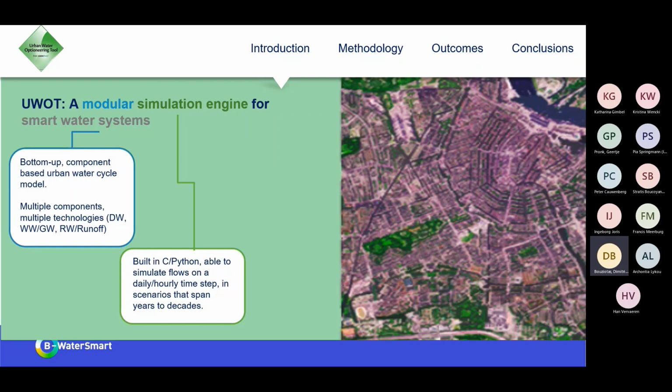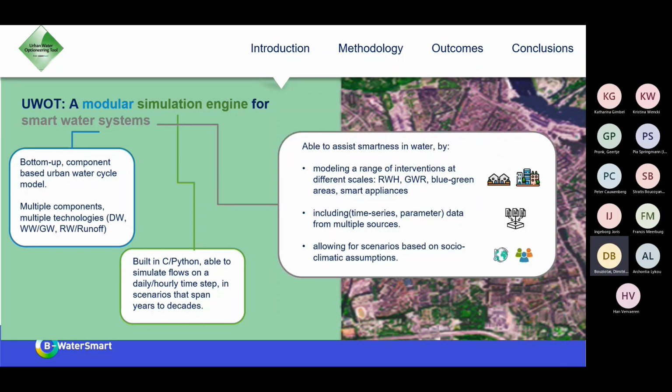So it has a quick engine built in C and Python, able to simulate scenarios that span years to decades. And finally, it's a model built for smart systems, as it addresses the points we have mentioned before. UWOT is thus able to model a range of different technologies at different scales as components, including rainwater harvesting, grey water recycling, blue-green areas, and smart water appliances.